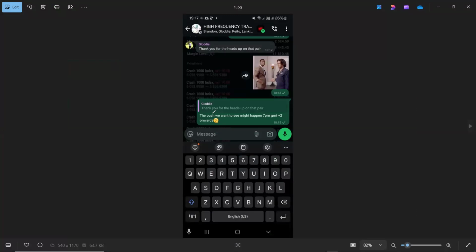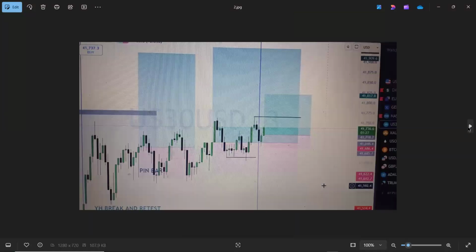So you can see this was 6:15, and we had already tried to take a buy, like I mentioned, and it had failed to push up. So here we were like, the push we want to see might happen at 7 p.m. GMT plus 2 onwards. So this was 45 minutes before the actual trading session. Then you can see this here was the first attempt to take the buy, right? We got a nice pin bar here, stop loss below, and we're anticipating that push to happen just after the stock market opened, but price decided to move sideways.